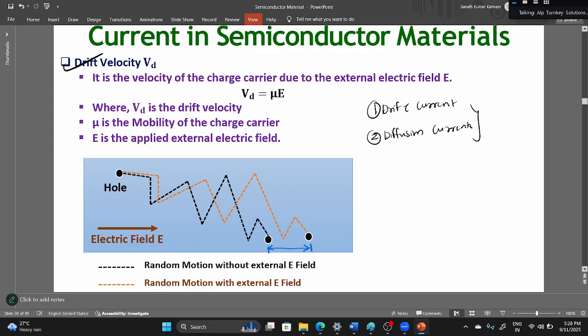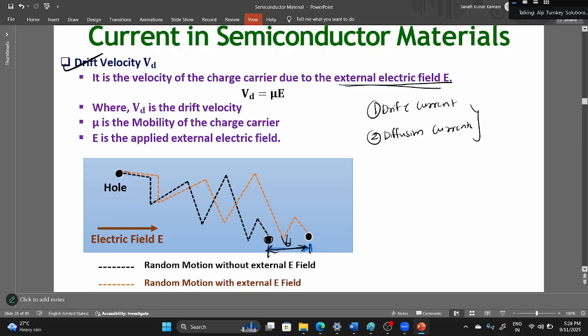So what does drift velocity mean? Suppose one hole is there. Before applying an electric field, this black color is the trajectory, and this is the final position of the hole. After applying the electric field, this brown color is the trajectory of the motion of this hole. So there is a difference in the trajectory. We can say that this is due to drift velocity, Vd.